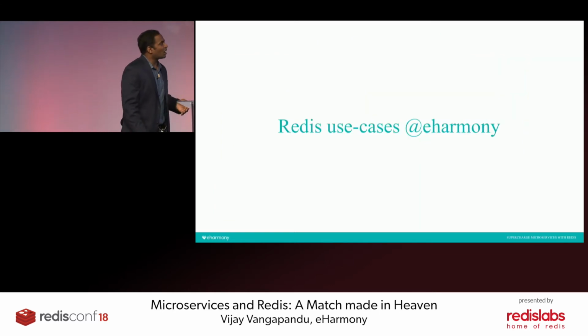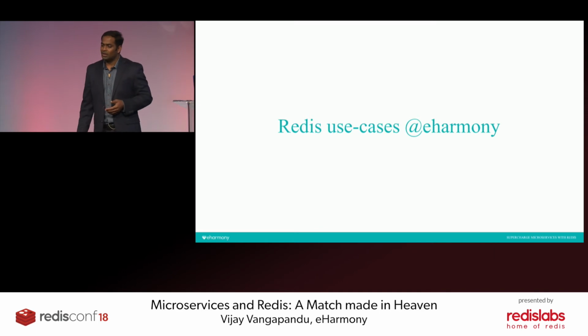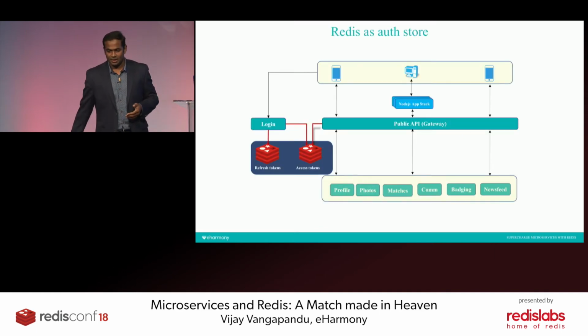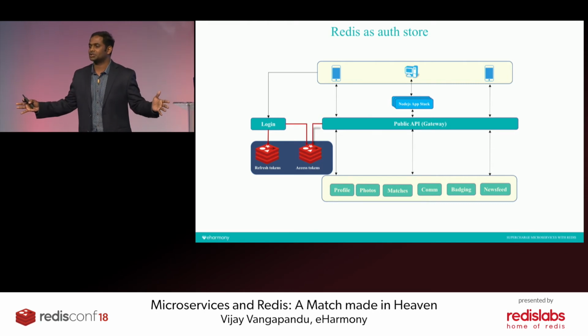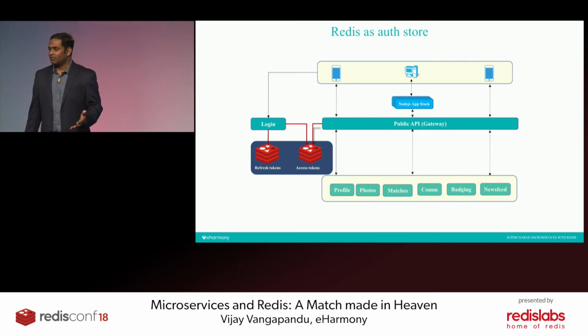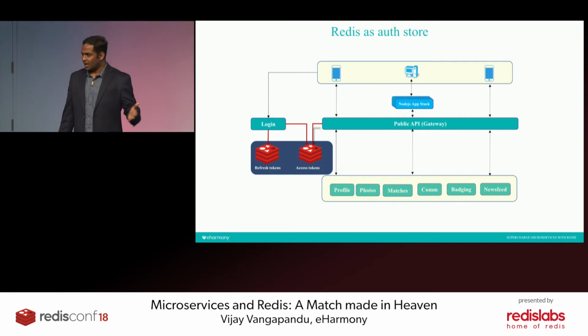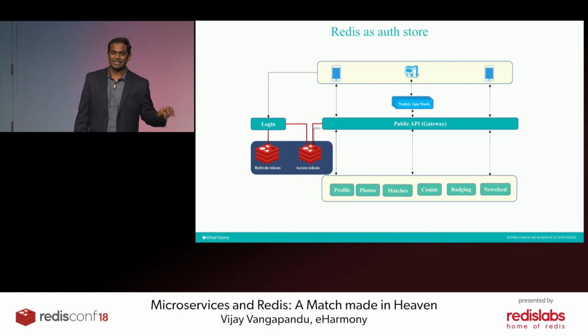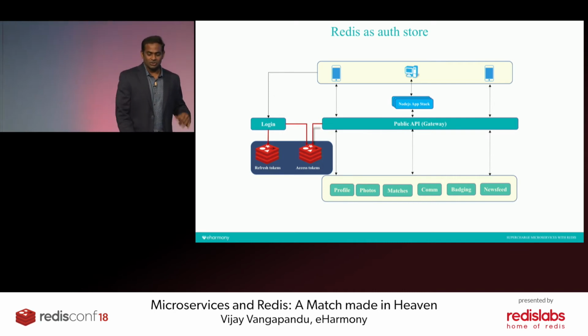Now, let's talk about Redis use cases at eHarmony. The very first one, which most of you know, is Redis as a session store. That's how we started. When we evaluated session stores, we benchmarked five other data stores or caches, and nobody came close to Redis. It has sub-millisecond response time, so that's how we started with Redis.